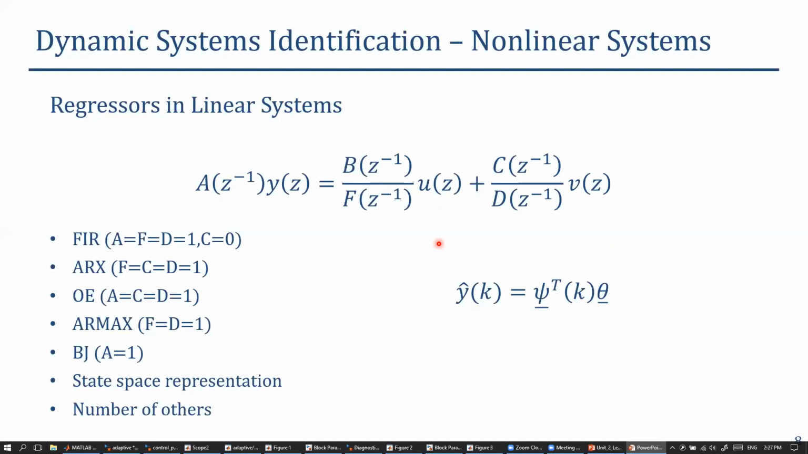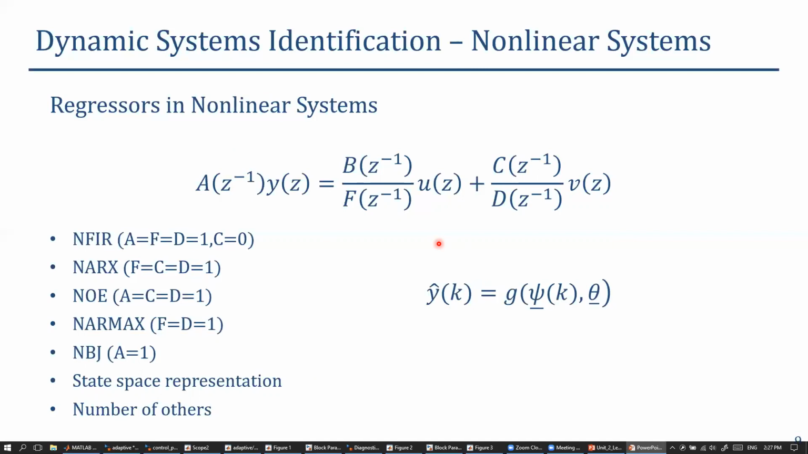For the nonlinear systems it is exactly the same thing, except that in front of the particular model we just put the letter N. So ARX for the nonlinear system is a nonlinear ARX, right? And output error for nonlinear system is a nonlinear output error, and so on and so on.